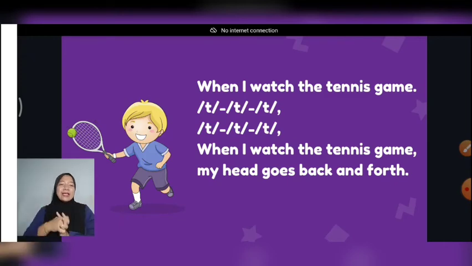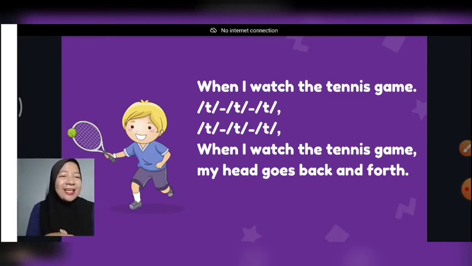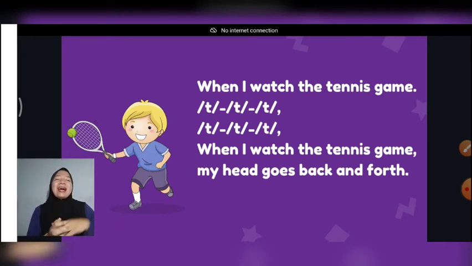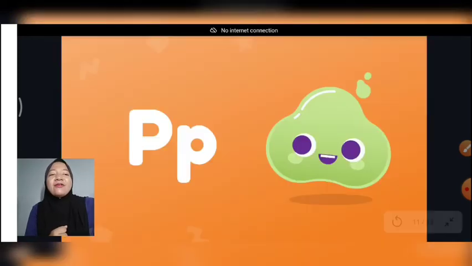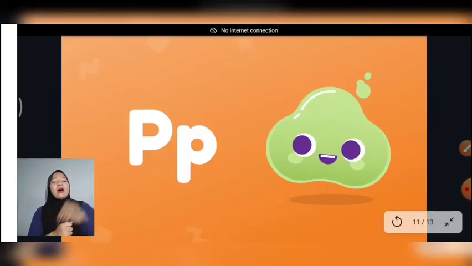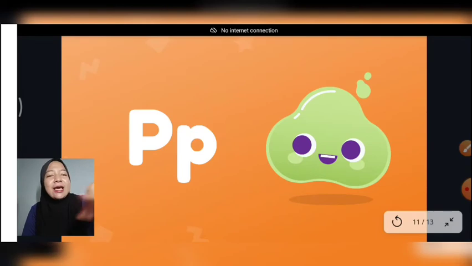Okay? Very easy, right? Everyone can do it, right? Okay, now let us see the last letter for today. Before we go to the song, let us see. What letter is this? Yes, it's the letter P. How does P sound like?